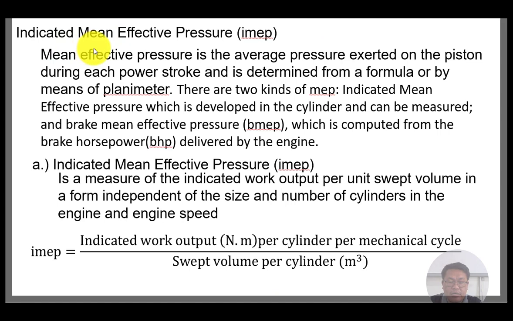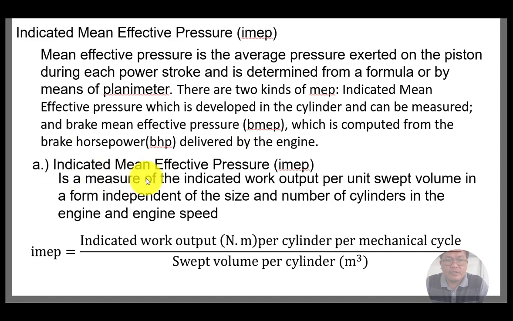Then we have the indicated mean effective pressure, IMEP. The mean effective pressure is defined as the average pressure exerted on the piston during each power stroke, and it is determined from the formula or by means of a planimeter. There are two kinds of MEP. We have indicated mean effective pressure, which is developed in the cylinder and can be measured, and brake mean effective pressure, BMEP, which is computed from the brake horsepower delivered by the engine.